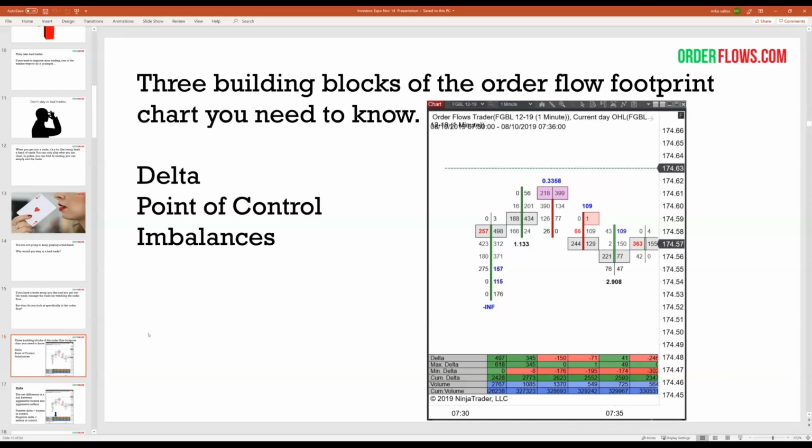Now, every bar is going to have a delta. Every bar is going to have a point of control. Not every bar is going to have an imbalance, but maybe half of them will, and that's very important information. This is market generated information.